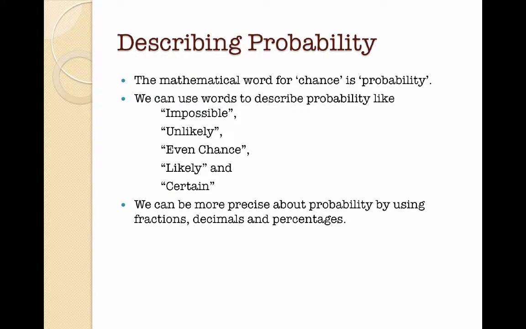The mathematical word for chance is probability. We can use words to describe probability like impossible, unlikely, even chance, likely, and certain. We can be more precise about probability by using fractions, decimals, and percentages.